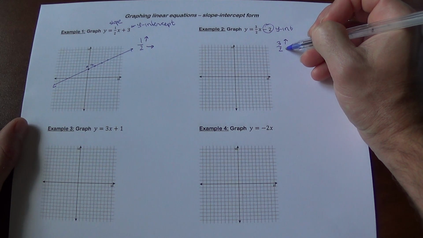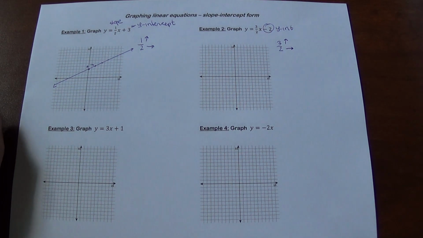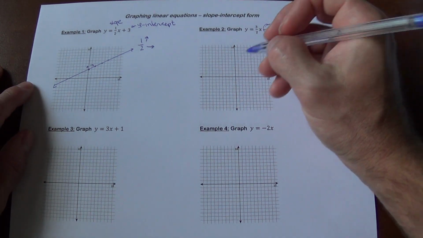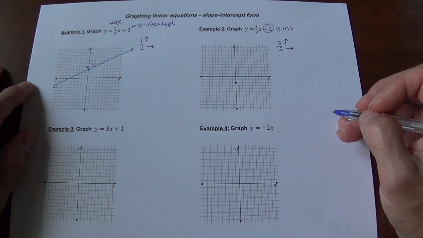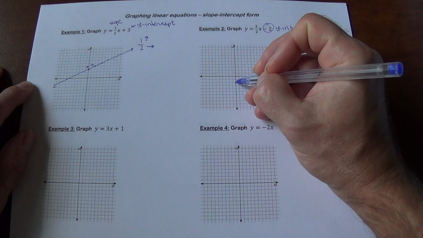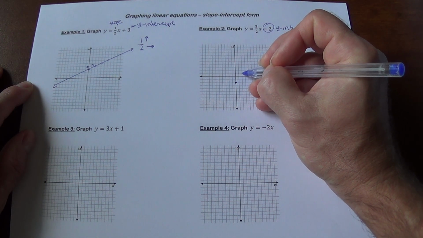So I'm going to go +3. That means I'm going up, and 2 positive, I'm going to the right. So first we always need to plot the point at -2, and then I'm going to go 3 units up from there, 1, 2, 3, and then 1, 2 to the right.